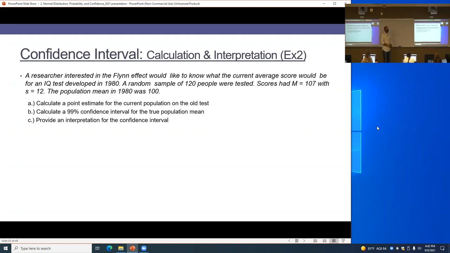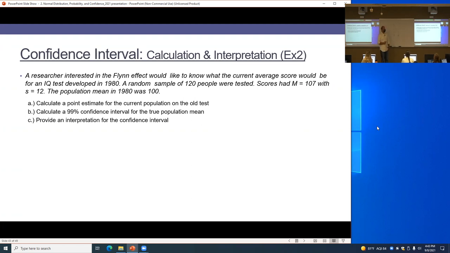And so what we're doing is we take a test developed in 1980, have a random sample of 100 people tested, and scores had a mean of 107 with a standard deviation of 12. The population mean in 1980 was 100, okay? So we're seeing evidence of this Flynn effect. We've taken an old exam, administered it, and scored it according to the norms in 1980, and what we're finding is a score of 107, which is not 100, which is creeping up, consistent with the idea of the Flynn effect.